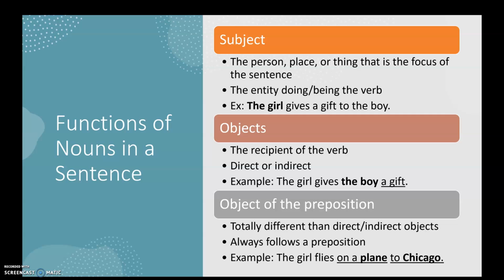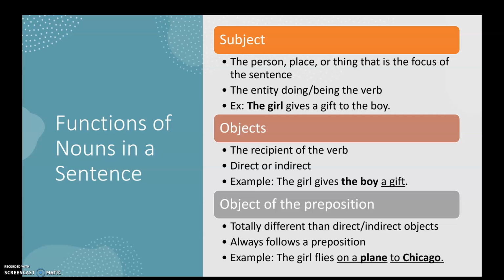Let's say I said the girl gives a gift. Okay, to whom? We don't know to whom, so you would need to include the boy, to whom the gift is being given. Don't confuse indirect and direct objects with the object of the preposition. The object of the preposition always follows a preposition, and it is showing a relationship in time or space.